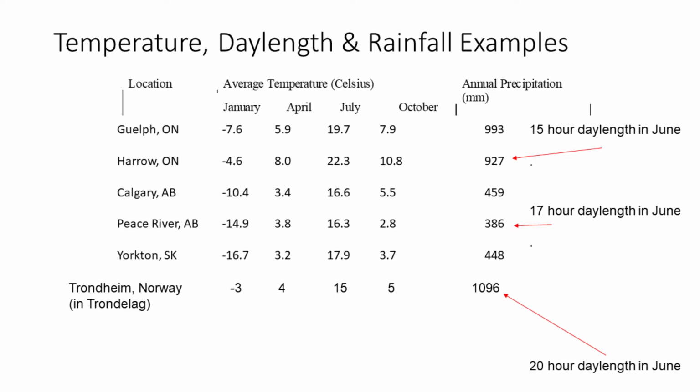And just notice how changes in latitude, going from Guelph or Harrow, which is further south, to Peace River, which is further north, all the way to Trondheim in Norway. There's actually agriculture in this. This is a main agricultural region in Norway. Look at how day lengths change as you go further north in latitude.